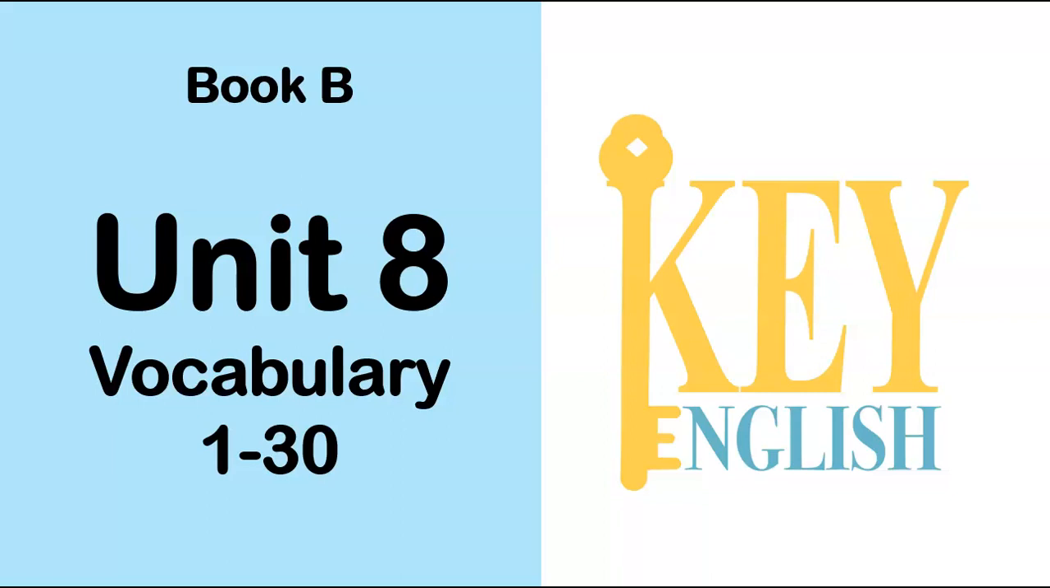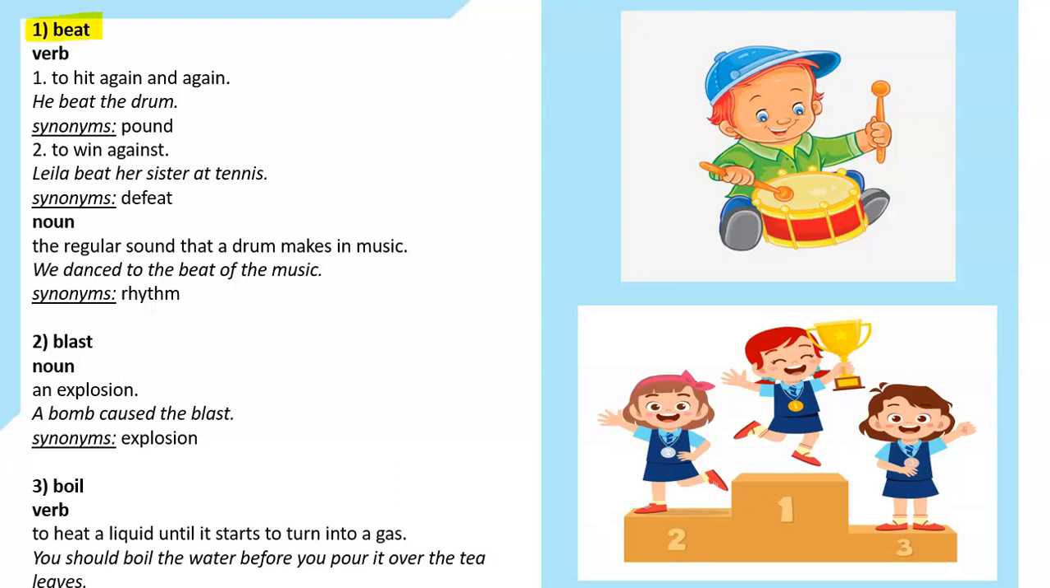Hello everyone, in this video we're going to go over the Book B, Unit 8 Vocabulary Words, numbers 1 through 30. Let's get started. Our first word is beat.